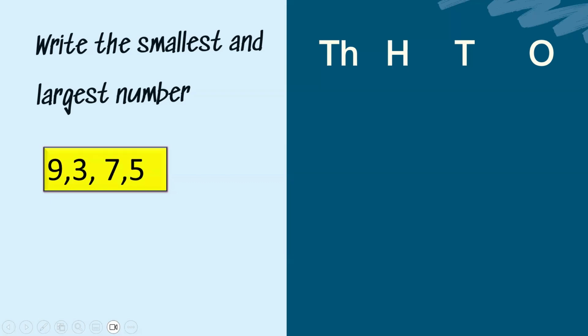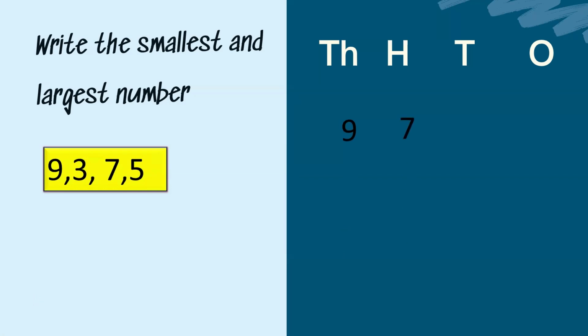To make the largest four-digit number, find the largest digit and place it in the thousands place. Can you say which is the largest? Yes, it is 9. Now place 9 in the thousands place. Then check the next largest number. Yes, it is 7, and place it in the hundreds place.